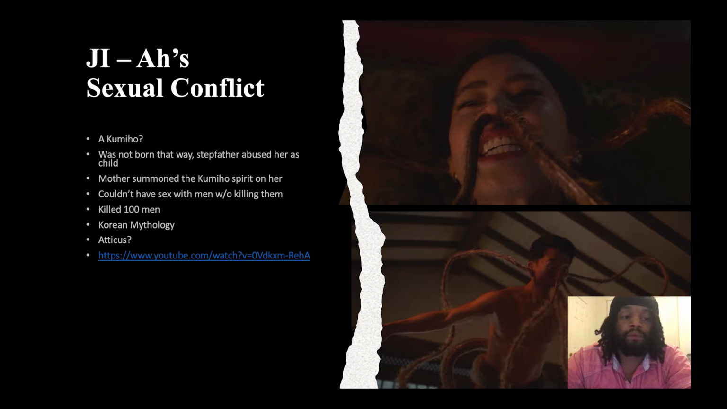Now, being a kumiho also caused conflict with Atticus due to the simple fact that she was not able to control herself during sex. So she almost killed Atticus, but Atticus escaped and said he didn't want to see her ever again. I'm going to show you a clip that explains what I'm talking about.